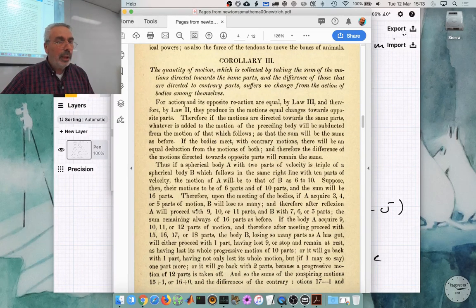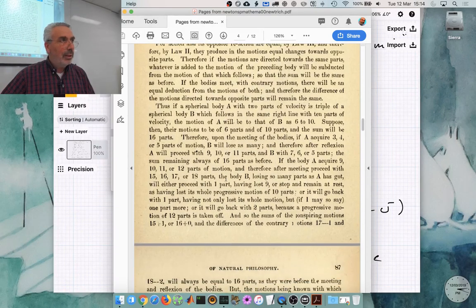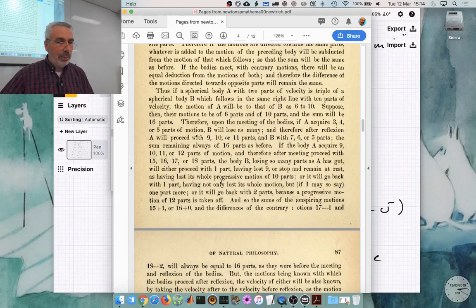Here. For action and its opposed reaction are equal by law 3, and therefore law 2, they produce motions in equal change. If the bodies meet with contrary motions, there will be an equal deduction from the motion of both. So they will change both. If a spherical body I with two parts of velocity is triple of a spherical body. So he talks here a little bit about bodies impacting, right? So if you have the stamina, you can read that.